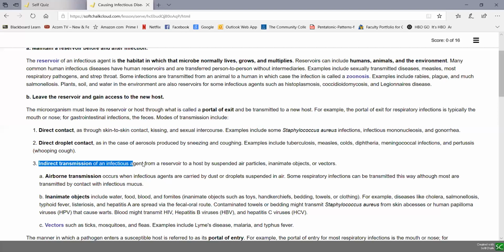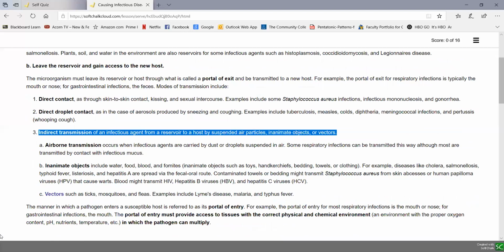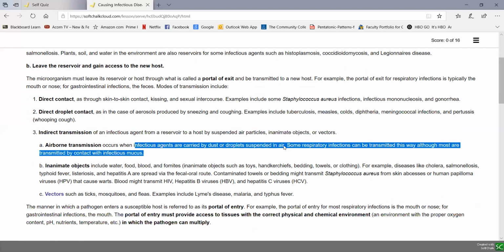Indirect transmission of an infectious agent is from a reservoir to a host by suspended air particles, inanimate objects, or vectors. Now, in terms of airborne transmission, this can occur when infectious agents are carried by dust or droplets that are suspended in the air. Some respiratory infections can be transmitted this way, although most are actually transmitted by contact with infectious mucus, things like the common cold, but others are more commonly transmitted by droplets suspended in the air. And that can, for a short period of time, also apply to COVID-19.